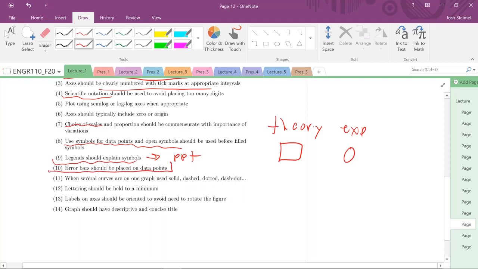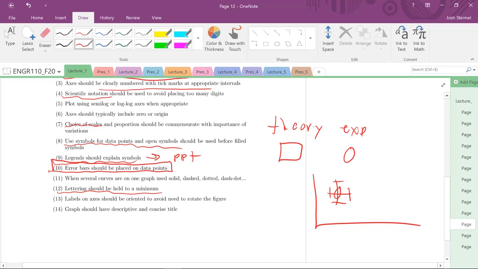Error bars are a must. Every plot that you present in this course, if it's an XY plot, I need to see an error bar here, and I need to see an error bar here. If it's too small to see, or if you don't think that there's uncertainty, you need to justify that in your explanation of results.